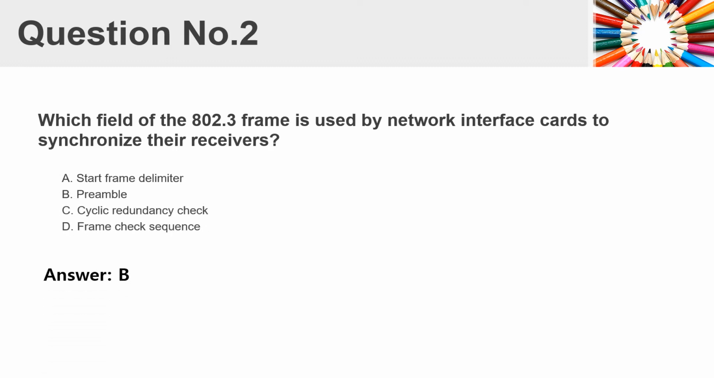Question number 2. Which field of the 802.3 frame is used by network interface cards to synchronize their receivers? A. Start frame delimiter. B. Preamble. C. Cyclic redundancy check. D. Frame check sequence. Answer: B.